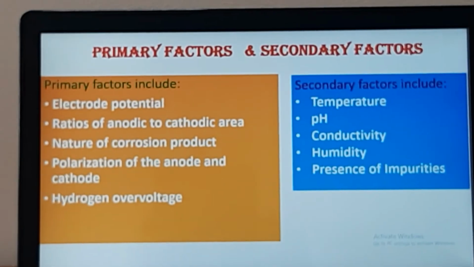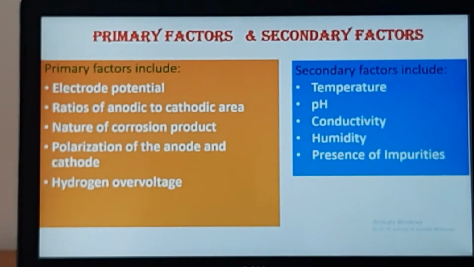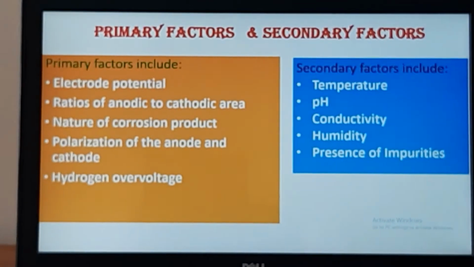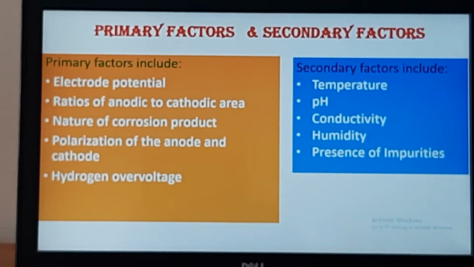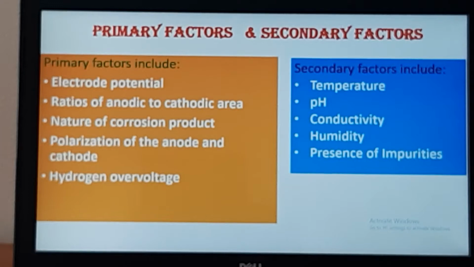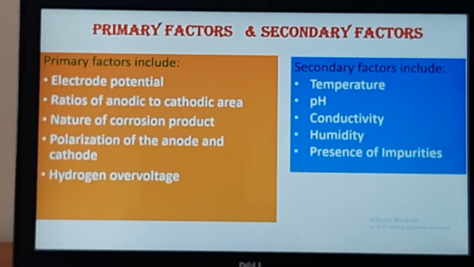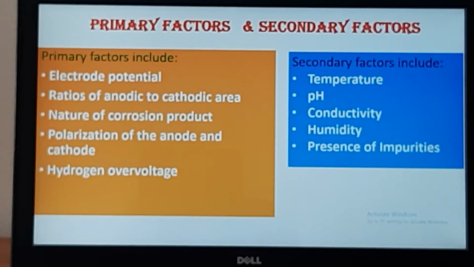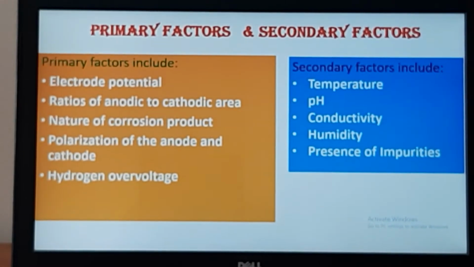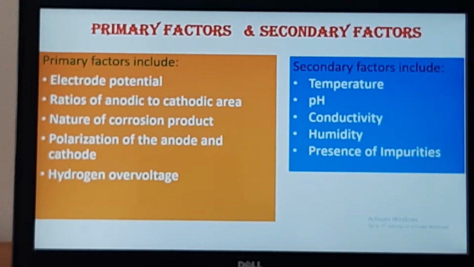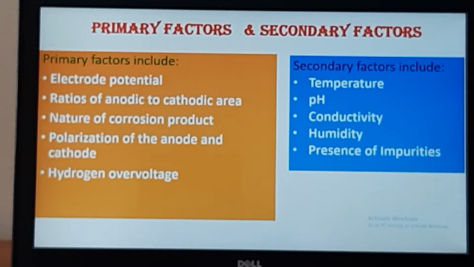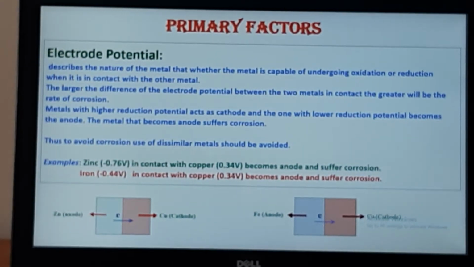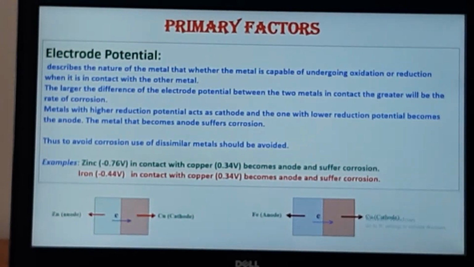Primary factors include electrode potential, ratio of anode to cathodic area, nature of corrosion product, polarization of the anode and cathode, and hydrogen overvoltage. Secondary factors include temperature, pH, conductivity, humidity, and presence of impurities in the environment. Let us start with the primary factors.